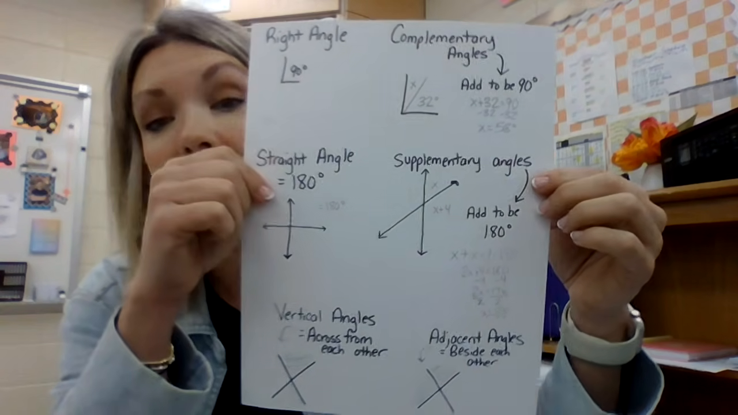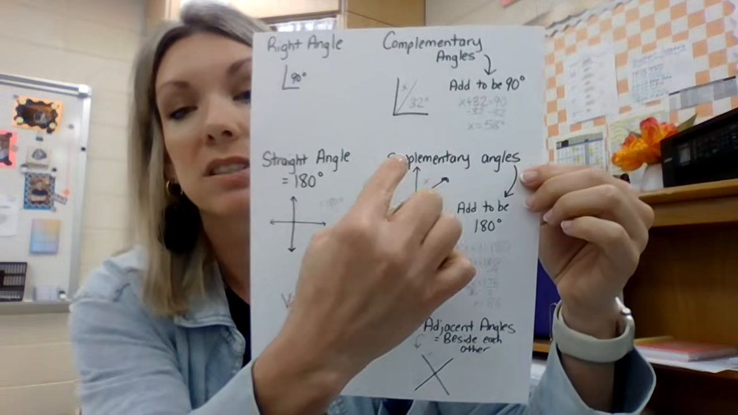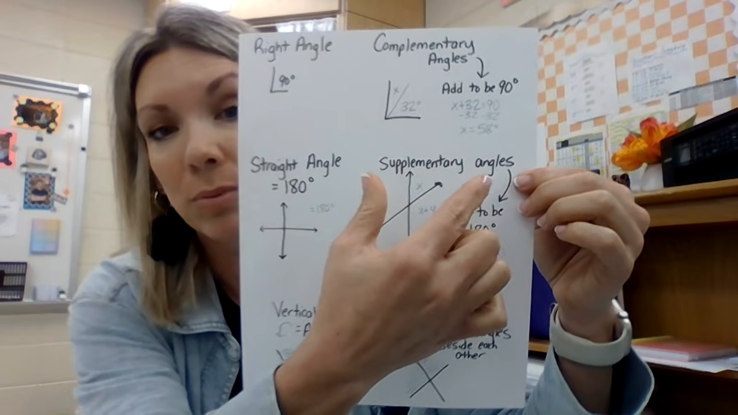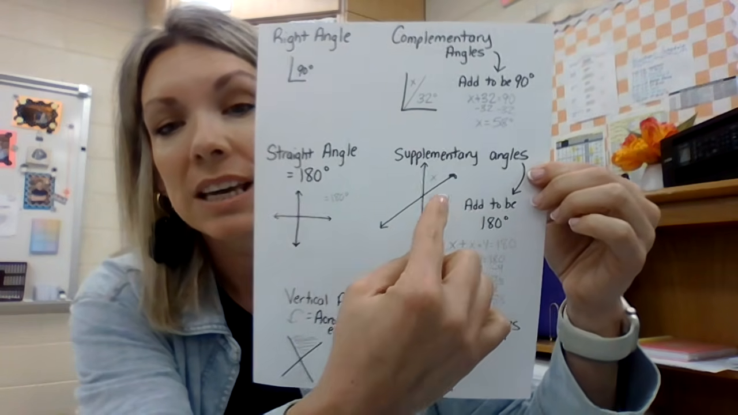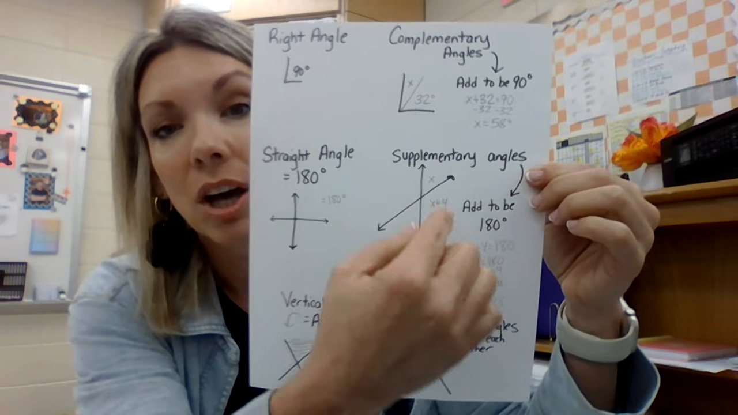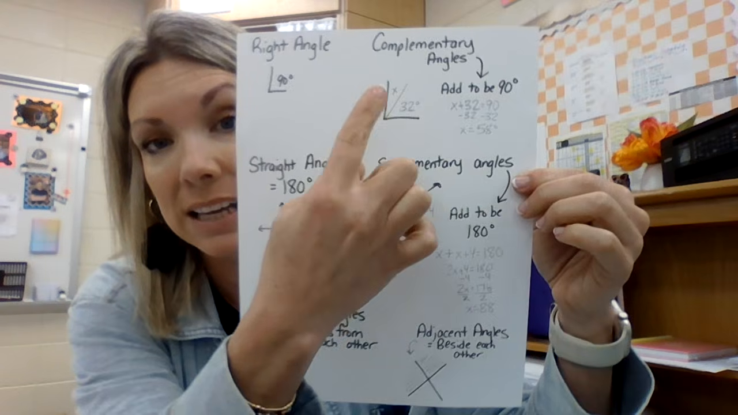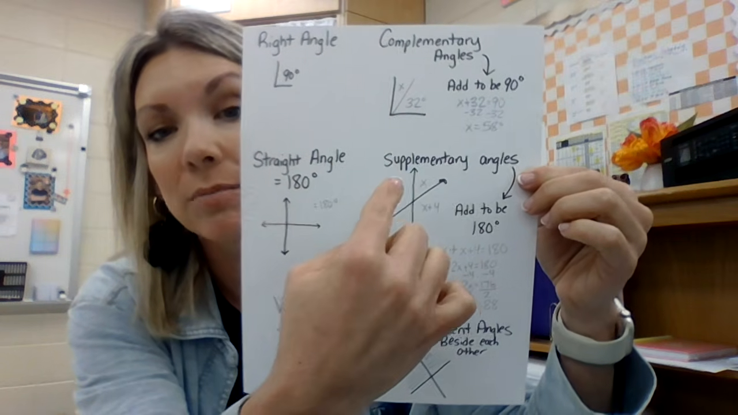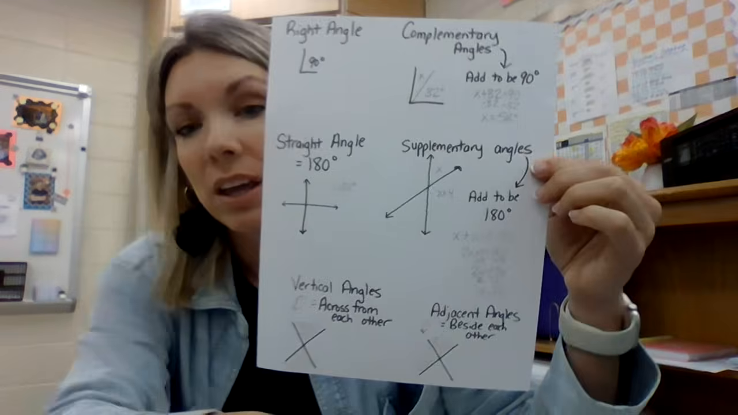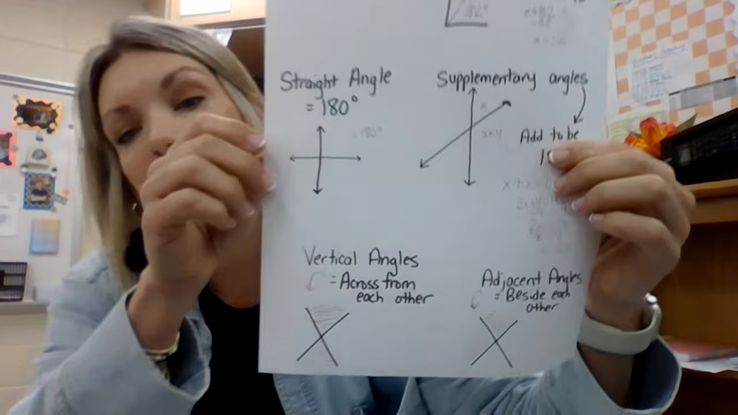Now, any angles that add up to be 180 are called supplementary. Supplementary is a pretty long word. Supplementary adds up to be 180. Complementary is 90-degree angles. If they add up to be 90, it's complementary, but if they add up to be 180, that's supplementary. All right, and then two other little angles that you need to know at the bottom.